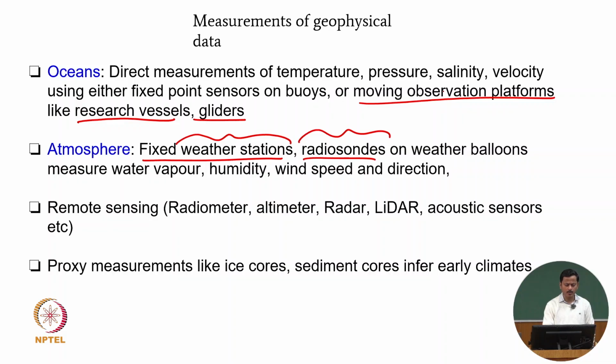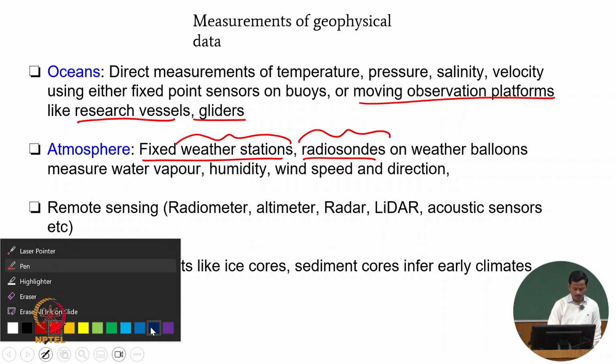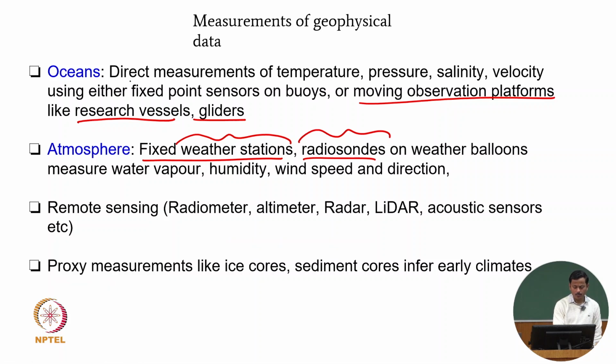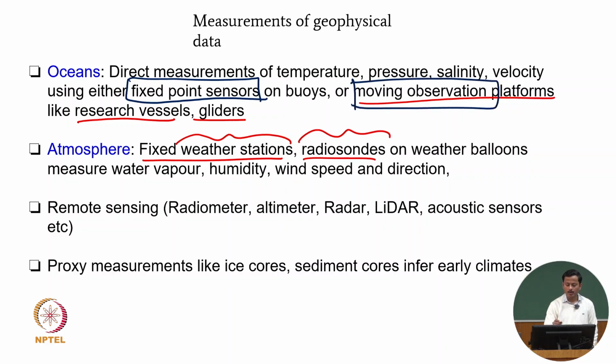So these are moving platforms, and some of these are stationary platforms. These two distinctions are important, because we will get back to these in a short while. So: fixed point sensors and moving observational platforms. Either it can be fixed, or the measurements can be done on a moving platform. These are two important concepts that we want to take from here.